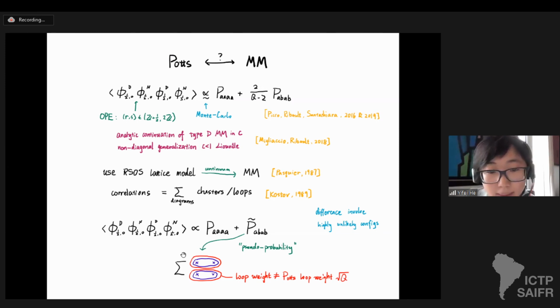not this, but it's a sum over cluster configurations with 1,3 belongs to one cluster and 2,4 belongs to a different cluster. But for the loops surrounding these clusters, their weight is not the usual Potts weight, but some other non-trivial values. But the difference between this pseudo probability and this expression using the Potts probability involves some highly unlikely configurations. So it will be hard for Monte Carlo to detect such difference.